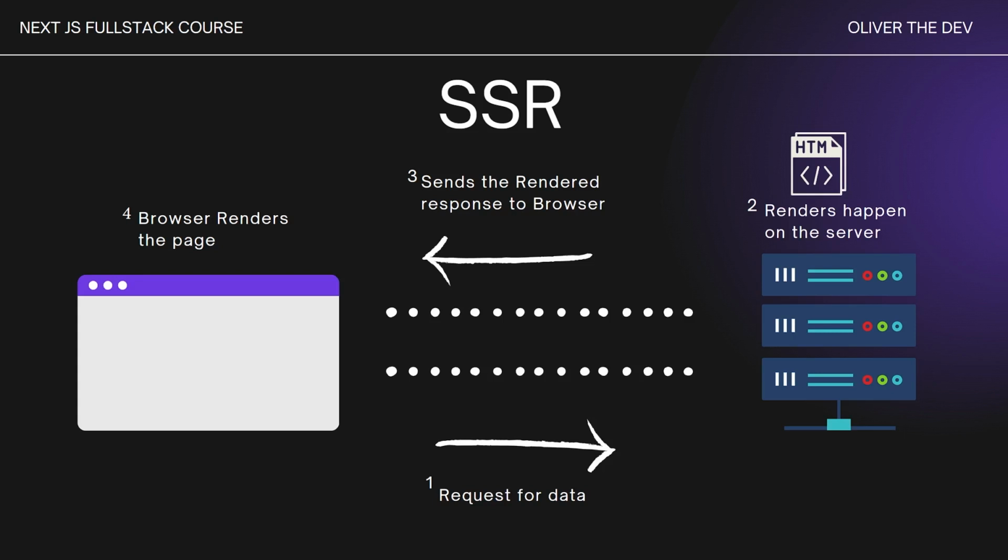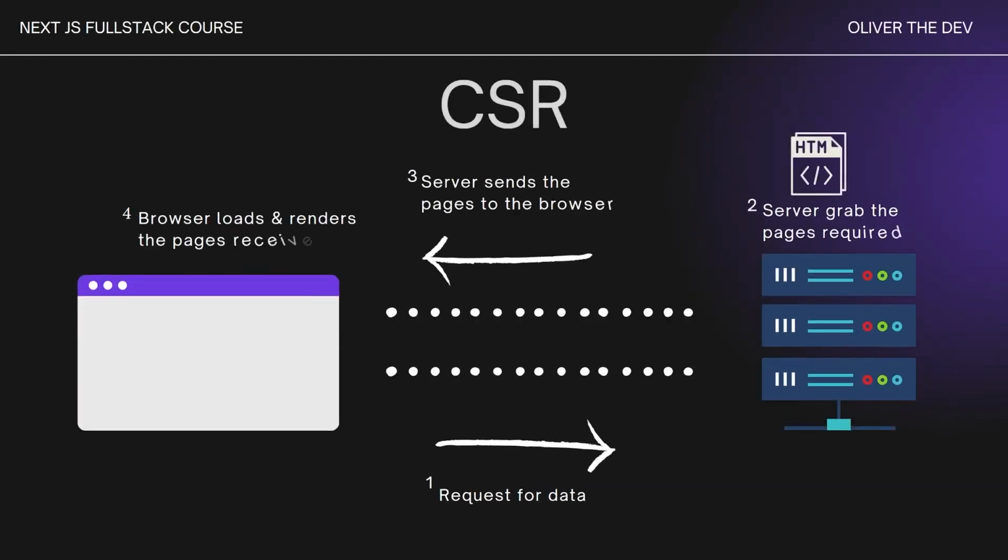Besides server-side rendering, we have another type of rendering, which is called client-side rendering. Now, what does it do? This is a little bit different than the server side we previously saw. When you go to nextjs.com, the server grabs the pages required, and then it sends the pages. It doesn't render the pages on the server. It just grabs the pages and sends them to the browser. So it's not doing too much.